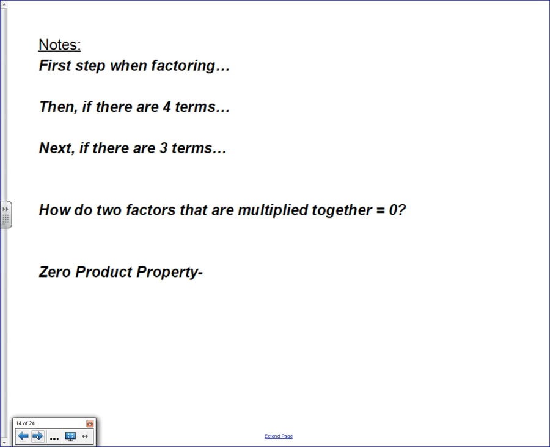All right, so let's fill in a little bit here. What's your first step? Always looking for a GCF. Please remember that the GCF has to come out of everything. You can't just pick and choose. It got to come out of everything. Then if there are 4 terms, we're going to group. Then we learned if there's 3 terms, what's that called? Binomials. I can't wait for somebody to listen to the recording and hear that and be like, what the heck is she doing? 2 binomials.